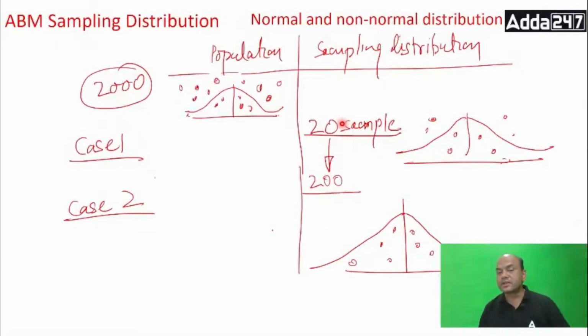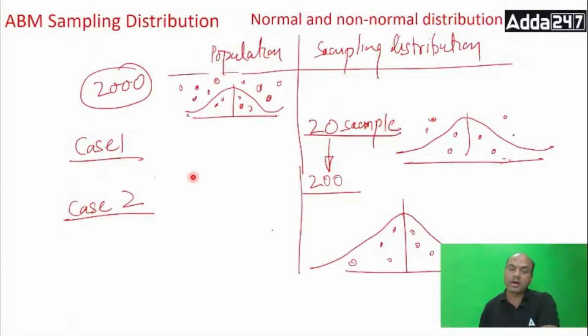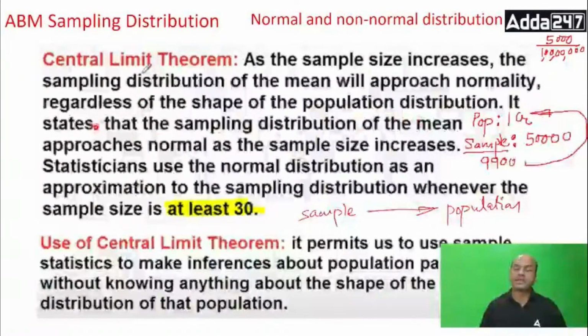As you go on increasing the sample size, all these samples come within this curve and it becomes a normal population, normal sample. Okay. See, the sampling distribution of the mean will approach normality regardless of the shape of the population. So whether this population is like this or it is normal or not normal, anything, the sampling distribution will always tend to be normal as we go on increasing the sample size. It states that the sampling distribution of a mean approaches normal as the sample size increases.